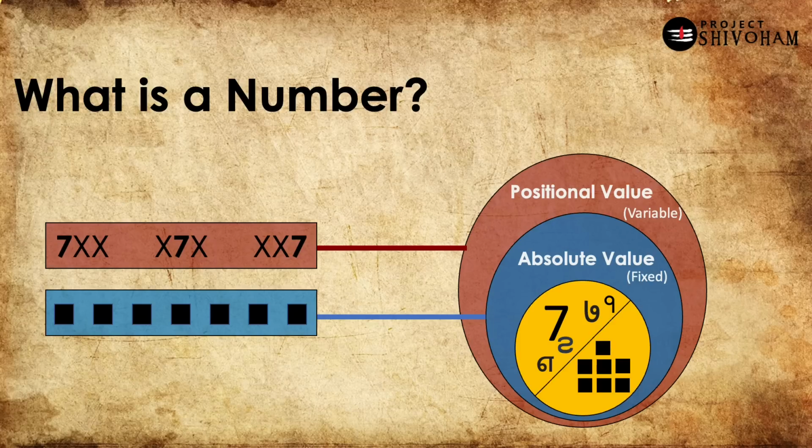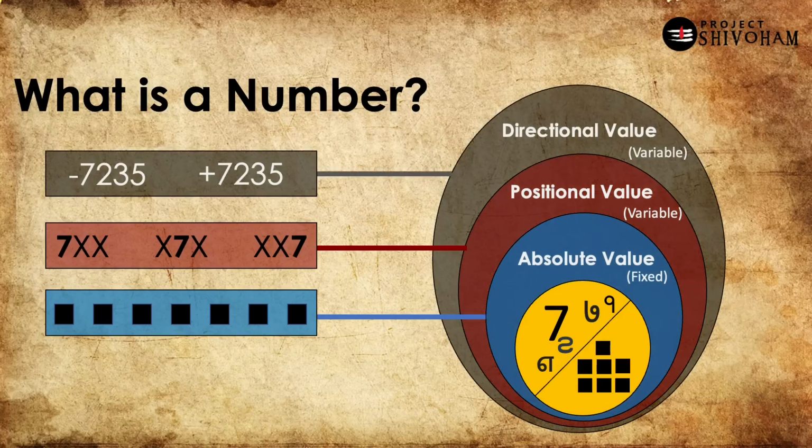In addition to the absolute value and the positional value, there is a third attribute of the number which is called the directional value. And this attribute defines whether the magnitude of the number is positive or negative. You could have 7235 as a number, but the directional value, which attributes a positive sign or a negative sign to that number, significantly varies the value of that number. So if we go from bottom to top, absolute value is less significant, positional value is more significant than absolute value, and directional value is even more significant than the positional value.